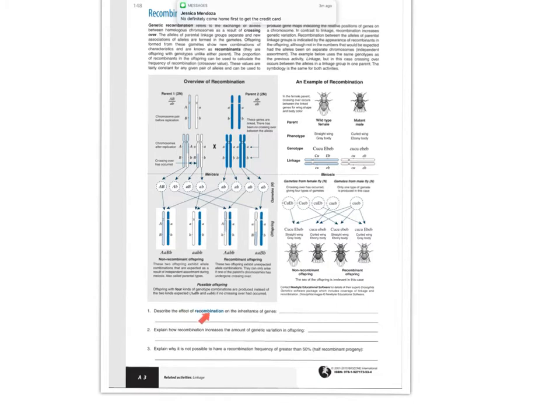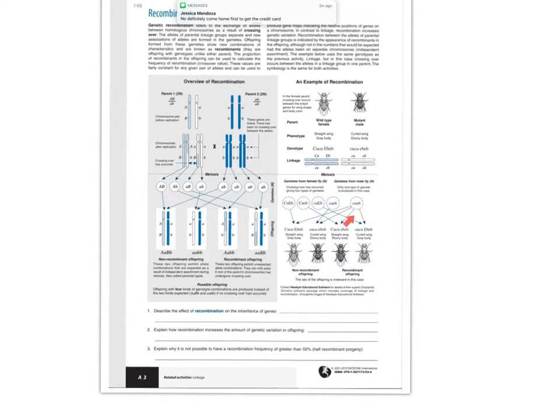All right, so describe the effects of recombination on the inheritance of genes. What it gives back, it gives linked genes the ability to have that variation that was missing because they were linked. Explain how recombination increases the amount of genetic variation in offspring. Well, I hope you understand that because you have these two different kinds of combinations, because of crossing over, you have different possibilities that you didn't have before you crossed over. Again, I'll refer you to the video from class where we went over this.